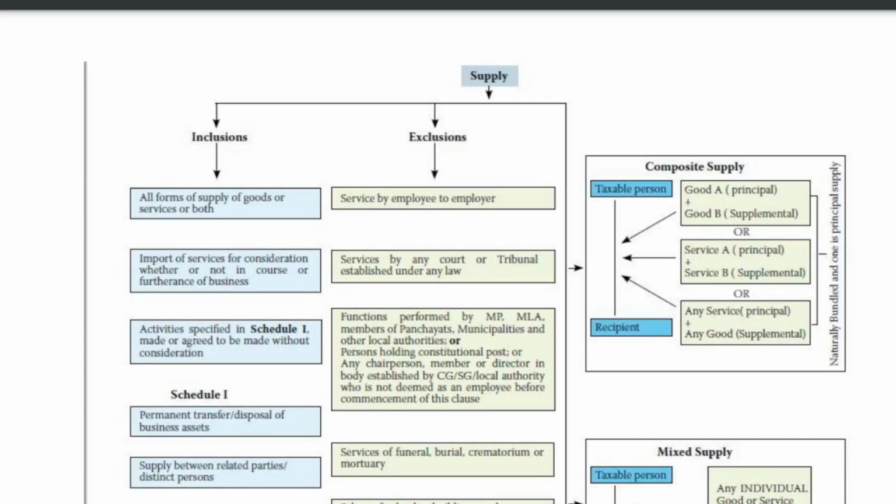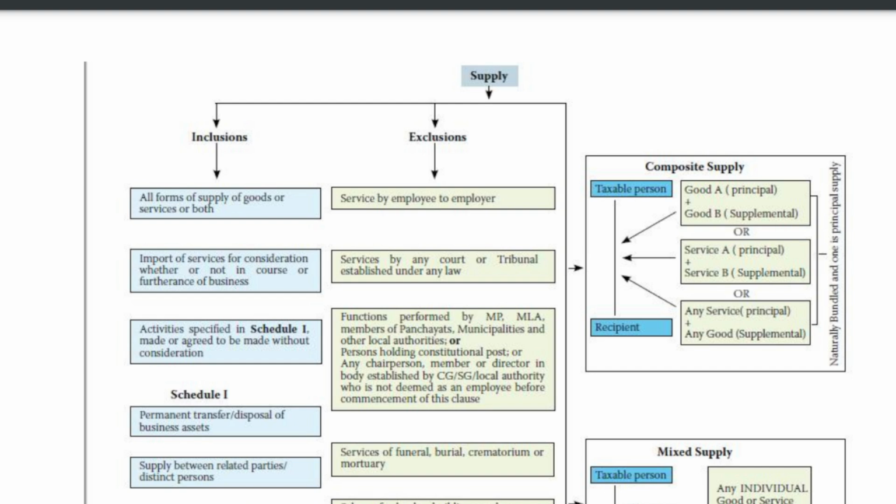Good morning, friends. As promised to you, we will make a simplification of supply. What we have done here is inclusion and exclusion. Inclusion: what things are being covered in supply, and exclusions: what things are not covered in the scope of supply under GST under Section 7. The first one, inclusion, let us take and understand.